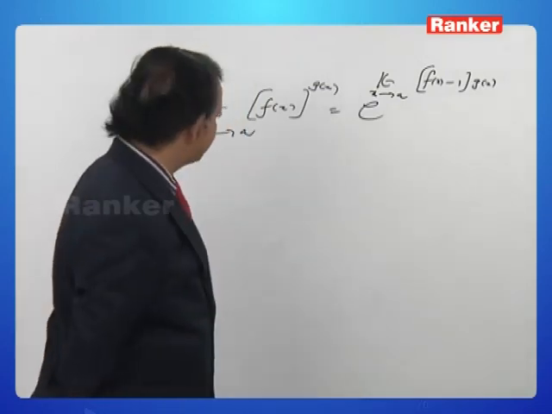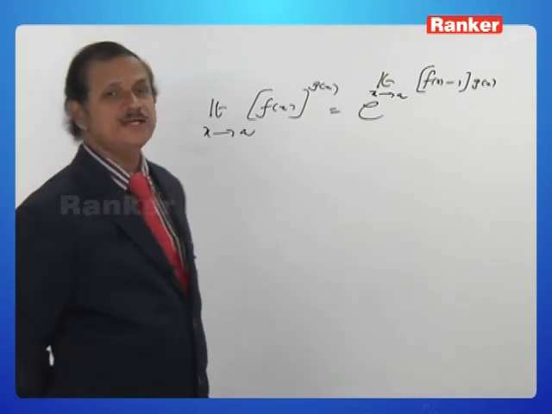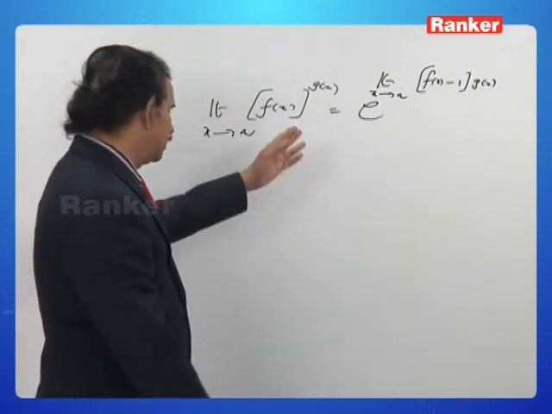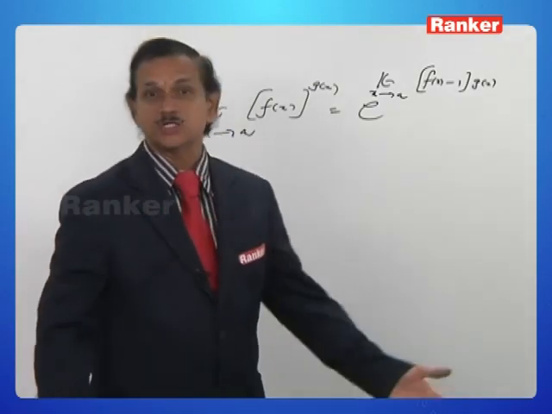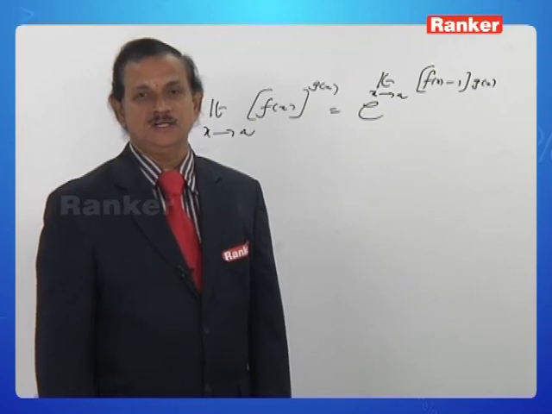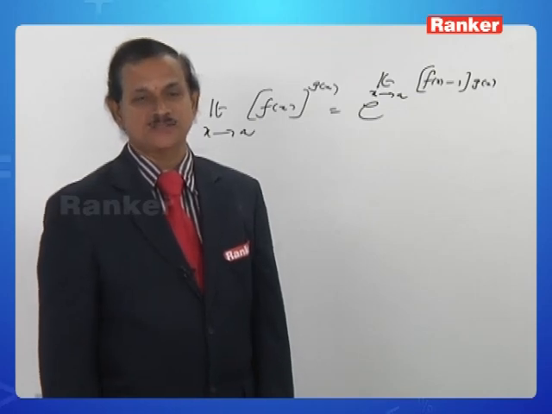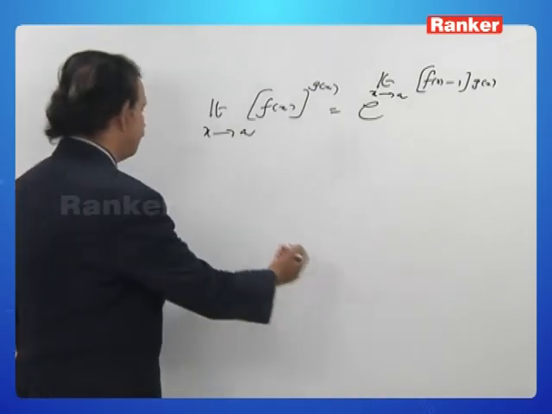But for 1 power infinity, if it takes the shape 1 power infinity, then it can be simplified by using e power limit as x tends to a of f of x minus 1 into g of x. Let us now observe one such problem. Look here.